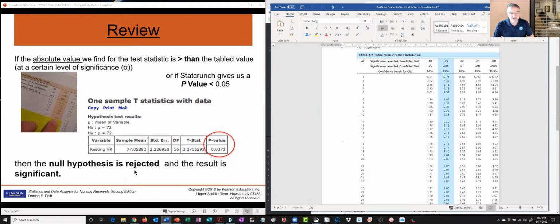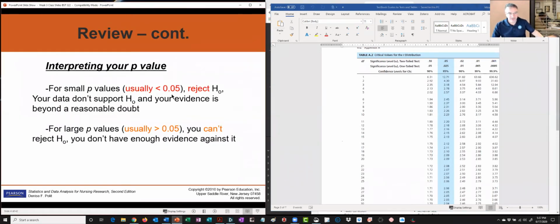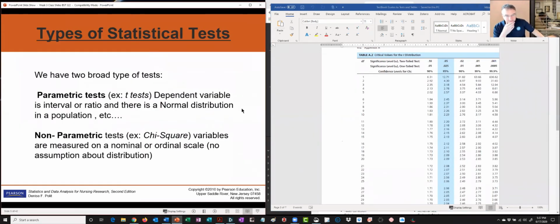And every time we do it, we get evidence. If the result is significant, we reject the null hypothesis and we accept the alternative. We're always testing the null hypothesis. So again, we compare that to 0.05. So last week we did parametric tests, the t-test, the F-statistic, the ANOVA.